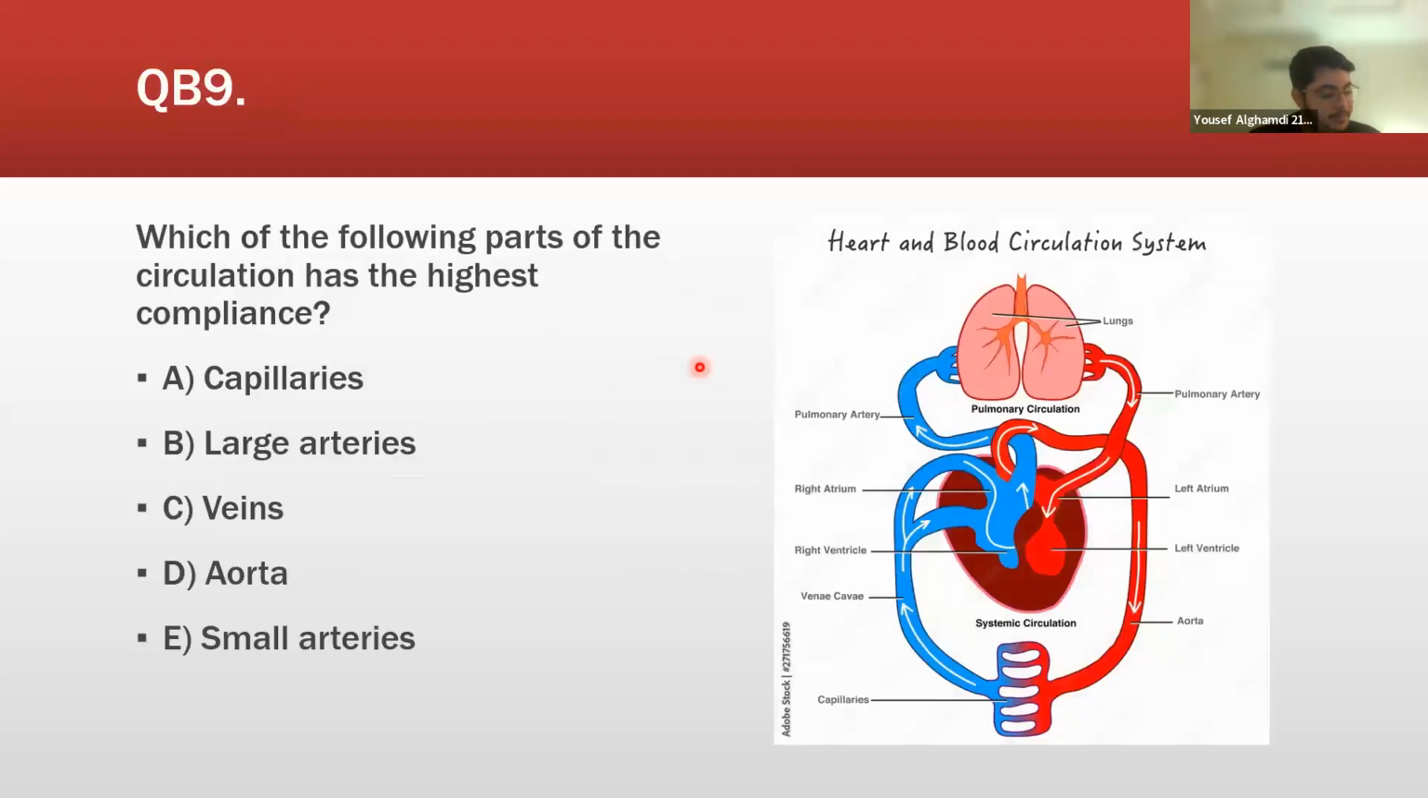Okay. Which of the following parts of the circulation has the highest compliance? So which one vasodilates the most? Guys, come on, it's a simple question. You are correct, mashallah. It is C.